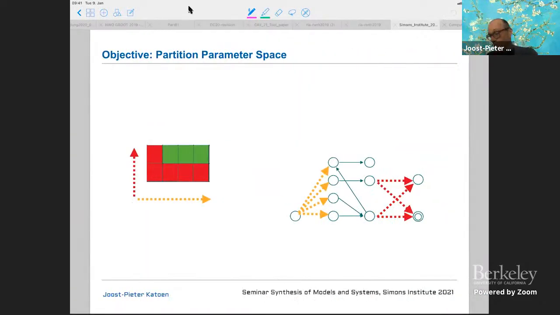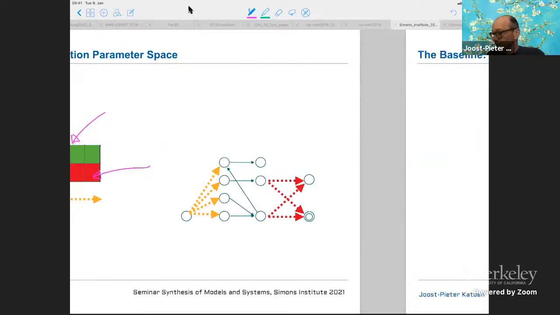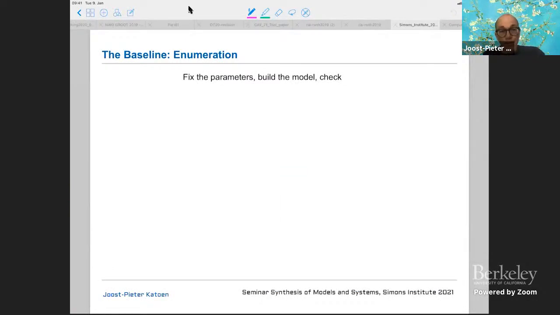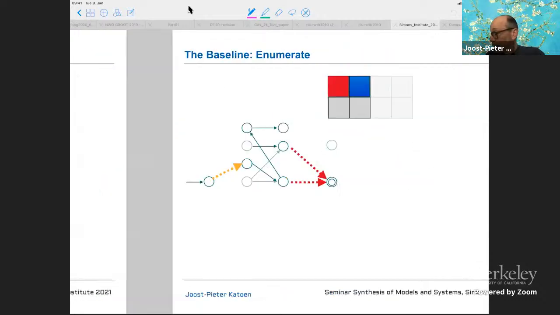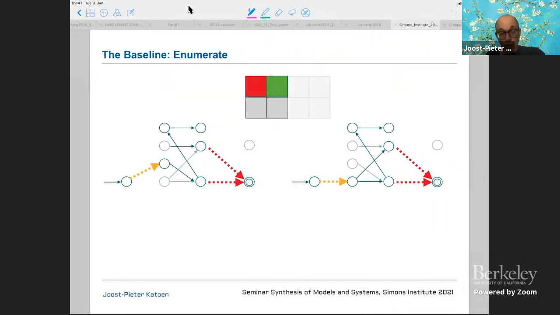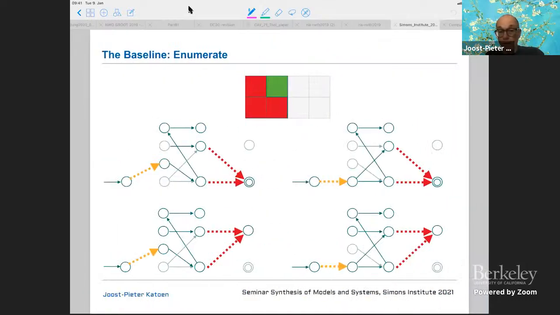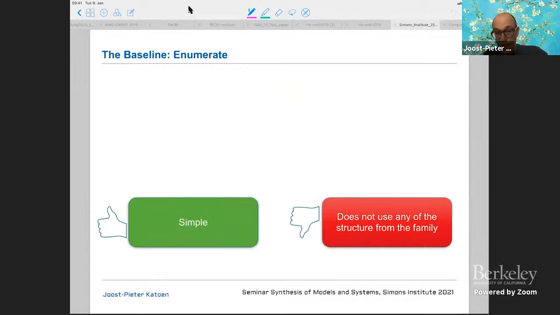And now what we want to do is partition the parameter space. So we want to determine which ones satisfy our specifications and which ones are going to reject or violate our specifications. Good, so the baseline is very simple, right? You fix the parameter, build the model, and you model check. So you just pick one instance. You discharge this to a model checker, and the model checker tells you, this model refutes the specification. Then you take the next one, and maybe that one satisfies the specification, and so forth. Now, this, of course, is a very simple strategy, but it's not using any of the structure from the family, and it's not going to scale.